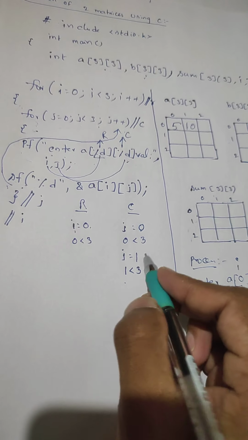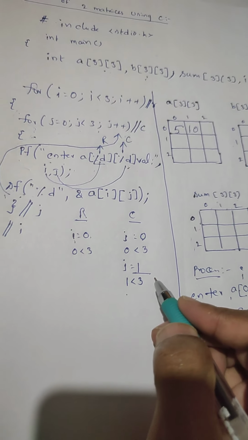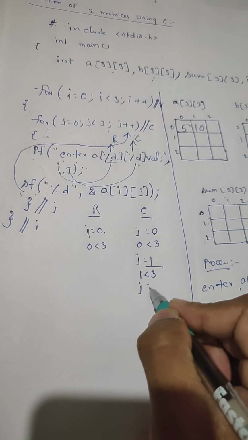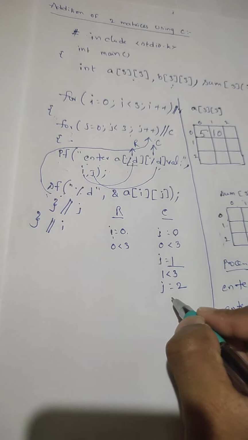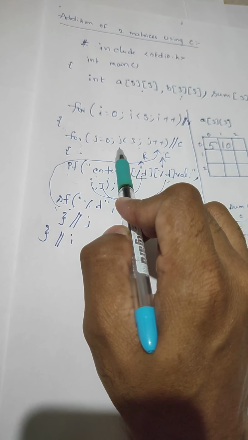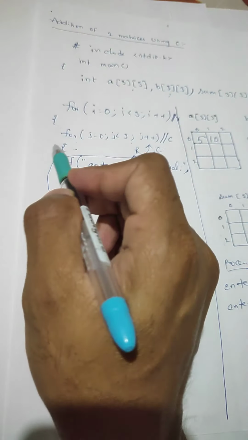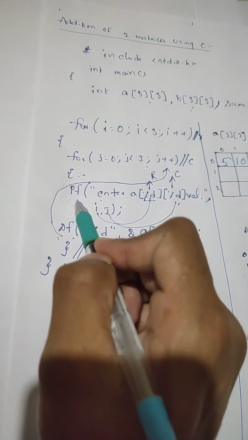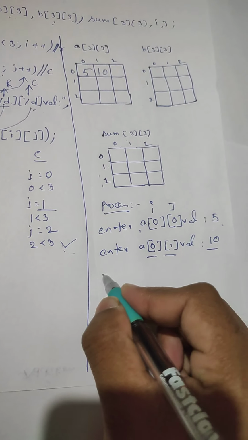This 10 is also read with the help of the scanf function, and after that again j++. J++ means the previous j value is 1, and j is incremented to 2. So again check the condition: 2 less than 3. The j value is 2, and 2 is less than 3. The condition returns true again.